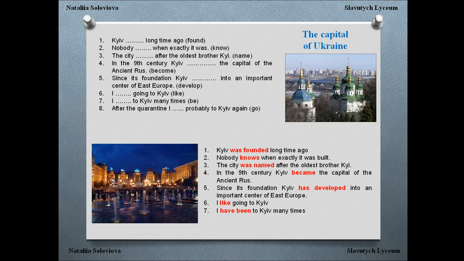After the quarantine, I probably to Kiev again. Probably means possibly, so I'm not sure. It's better to use will future. After the quarantine, I will probably go to Kiev again.